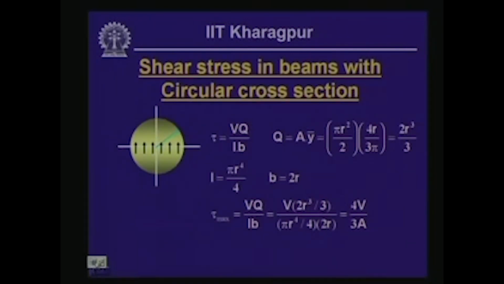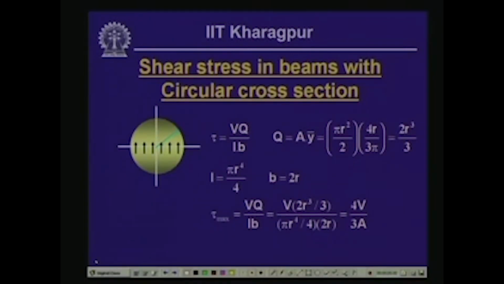Well, now let us look into what happens if the cross section of the beam is a circular one instead of a rectangular one, and what is the consequence for the shear formula which we derived earlier, which is tau equals V q by I b. Here let us consider a circular section, the radius of which is r, and the shear force acting on the cross section is in the vertical direction.